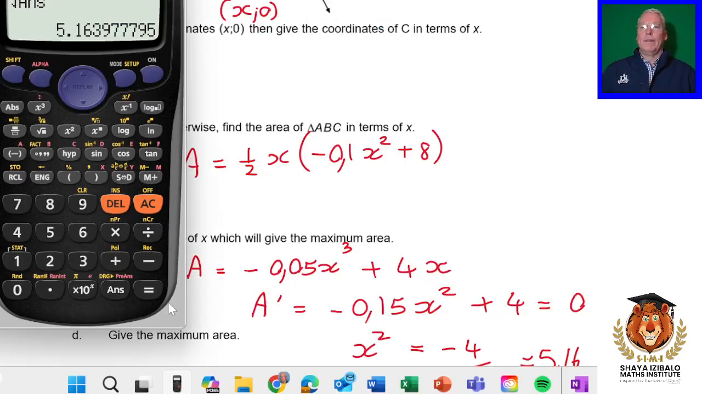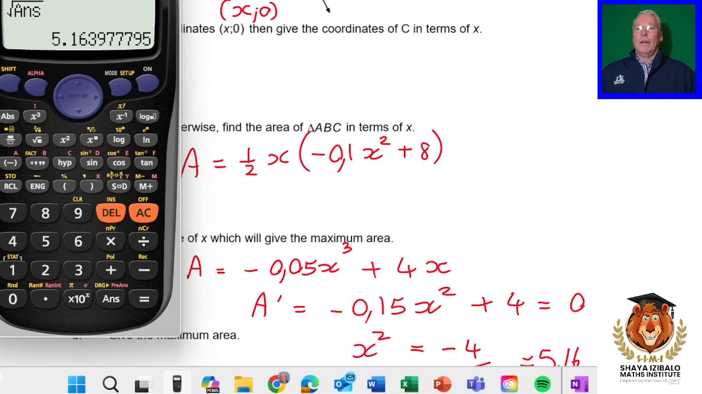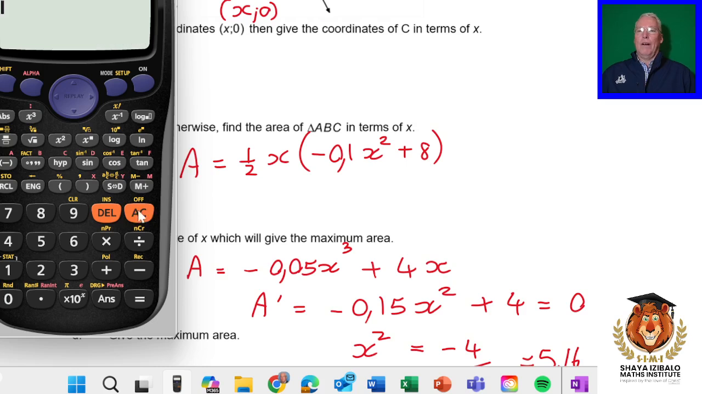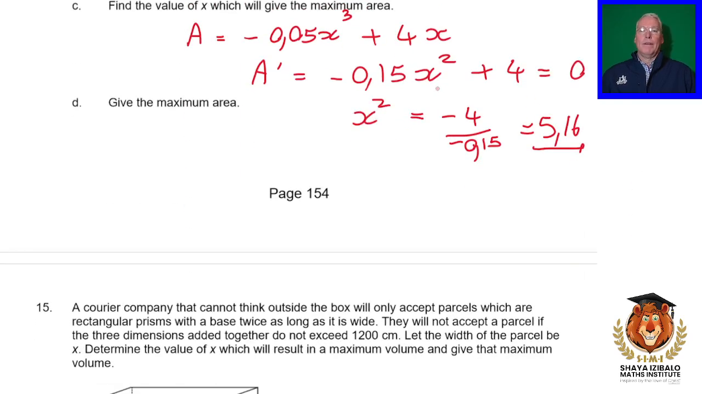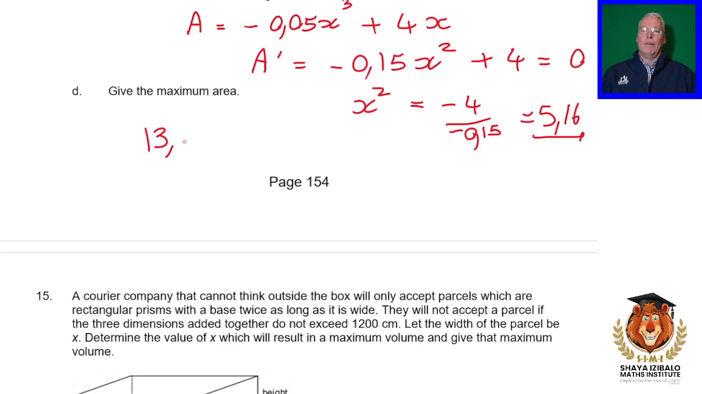So we're going to just work with our answer that is currently in the answer. We can just check that. Answer equals, there it is. All right, so we're going to go 0,5 times the answer, open brackets, negative 0,1 times our answer squared plus 8, close brackets, equals, and we get 13,77. 13,77 units squared. That's the maximum area.